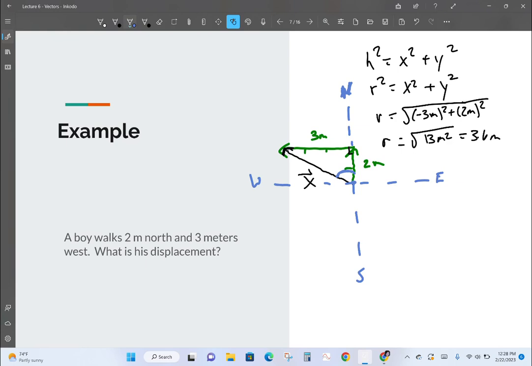So that angle is across from the 3 meters, and it is touching the 2 meters. So 2 meters is adjacent to it, and 3 meters is opposite it. So let's remember our functions. SOHCAHTOA.